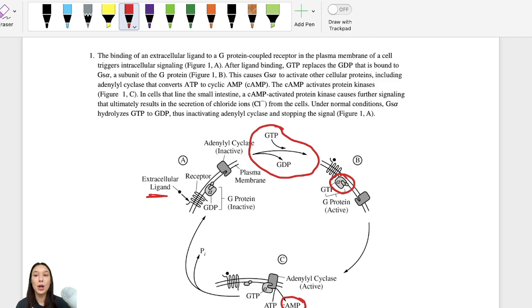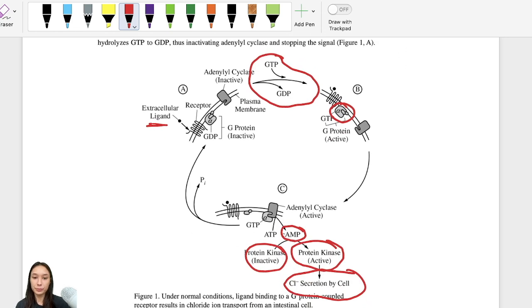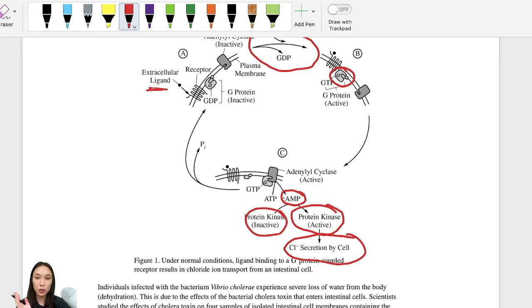And this is saying that this is under normal conditions. GS alpha hydrolyzes GTP to GDP, thus inactivating adenylyl cyclase and stopping the signal. Again, seen in figure 1A. Okay, so always read your figure captions just in case. This one says, under normal conditions, ligand binding to a G protein coupled receptor results in chloride ion transport from an intestinal cell. That's like the simplified way to explain it. You really just have ligand binding, and then through G protein coupled receptors, you're going to have chloride ion transport.